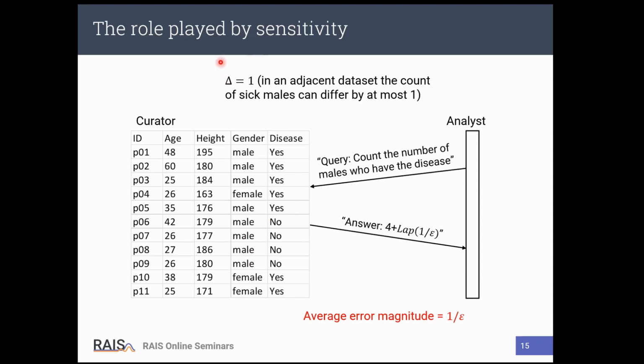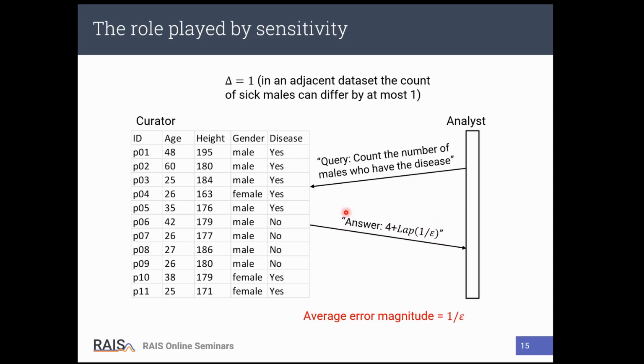So this value of delta in this case is 1, because if, for example, we change one of the users, say user P10, into a male with the disease, the counting query will be 5 and not 4. So basically, a counting query can change by at most one value if we change only one row. And therefore the Laplace noise that we need to apply is 1 over epsilon.